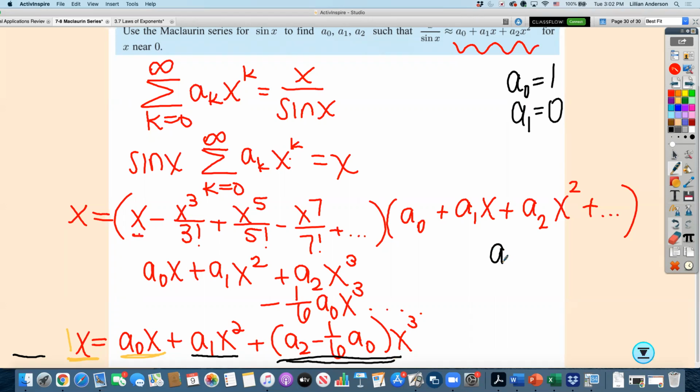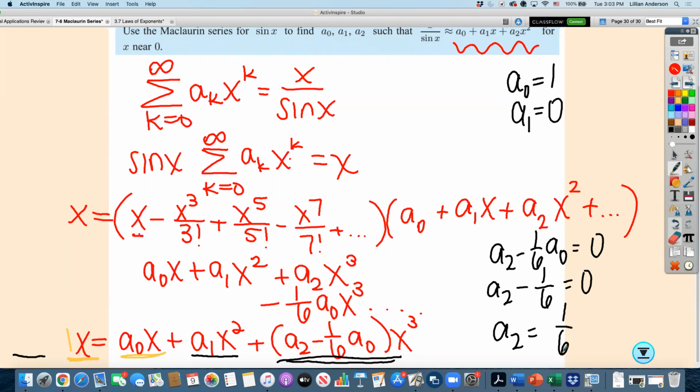So that means that a sub 2 minus 1/6 a sub 0 needs to equal 0. What's a sub 0? It's 1. So I can replace that and multiply. So that means that a sub 2 is going to equal 1/6, and there you have it. For all x near 0, you found a sub 0, a sub 1, and a sub 2.